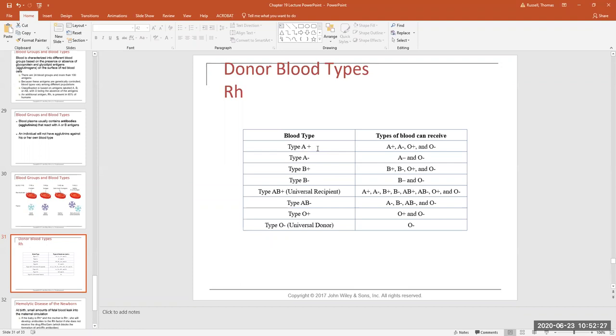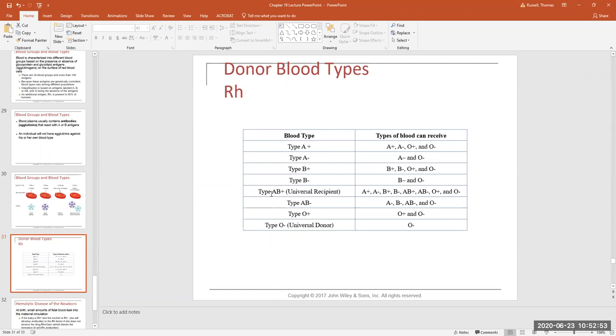And now you know if it's a positive type, they can get the positives and the negatives of what they can get. Now the negatives can only get the negatives. So an A negative person can only get A negative and O negative. That's the only blood types they can get, right? So I want you to learn what type of blood can be received by all the blood types, all right?